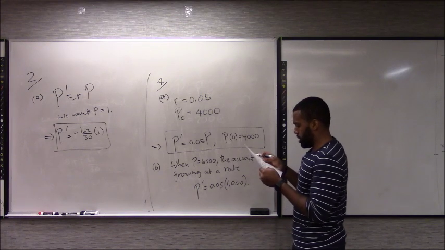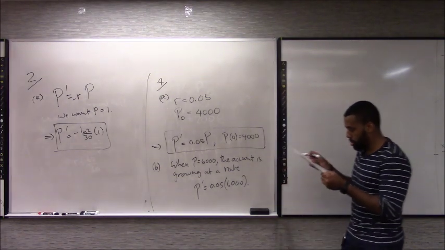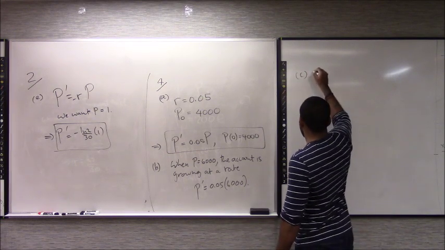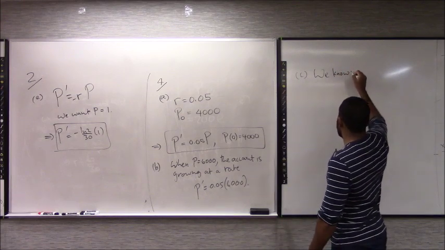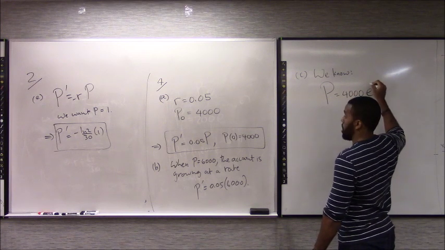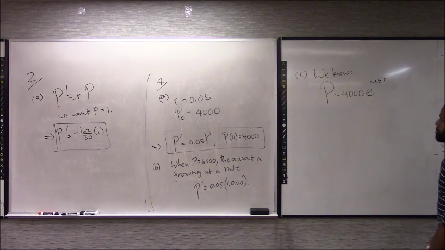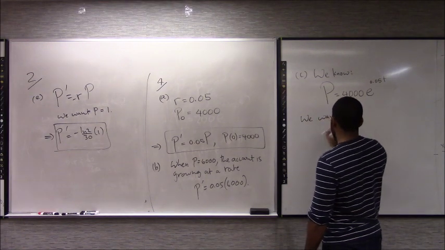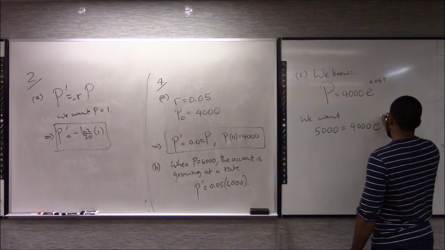How long will it take for the principal to reach 5,000? So if I deposited 4,000, how long before the money in the account will grow under this interest to 5,000? What we do here is we know, or we should know at this point, that our P is equal to P naught e to the RT, where T is the time in years. And so we want the final amount, the current balance, to be 5,000. So I'm simply going to solve this equation.